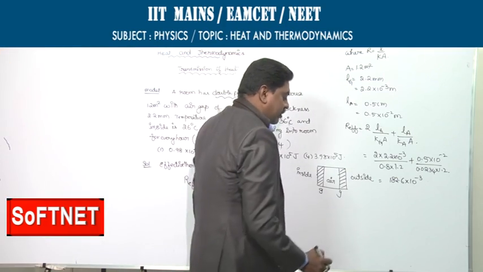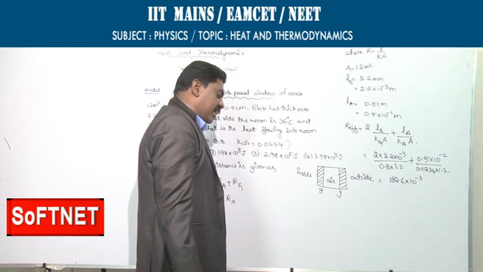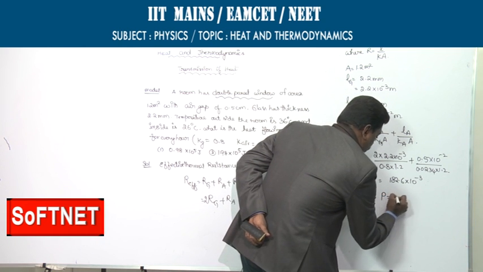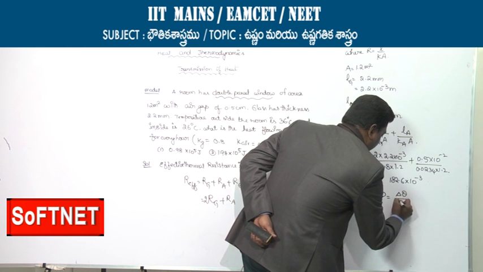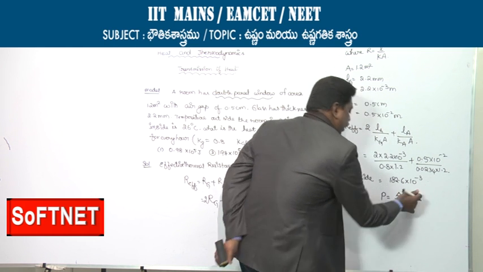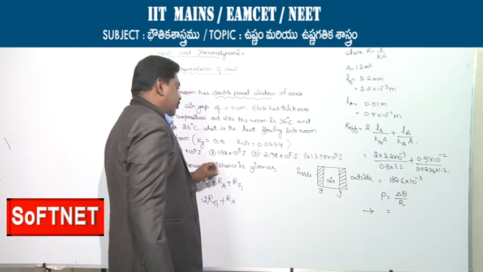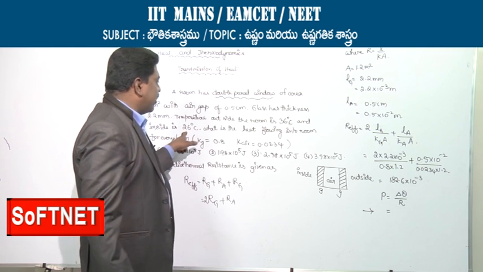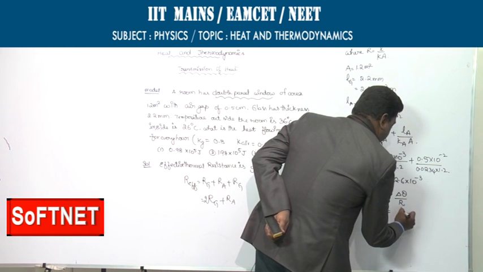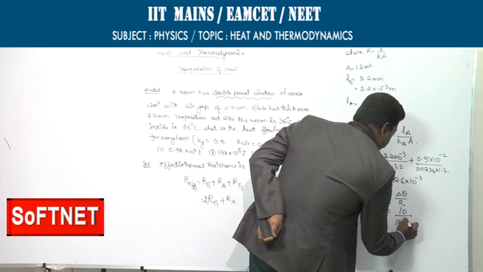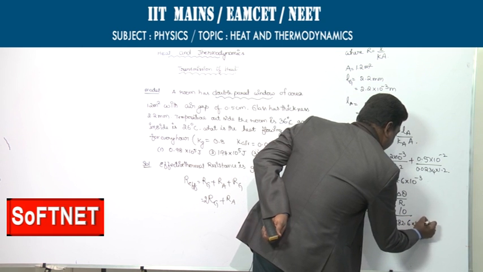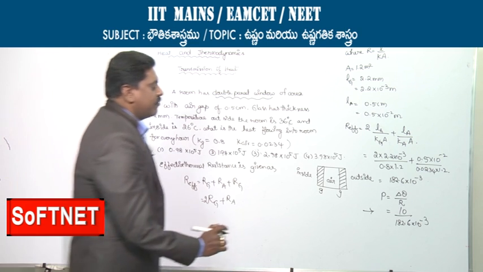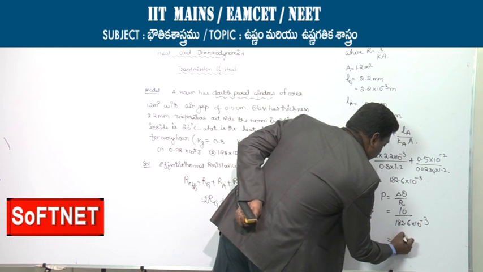What we have is power equals delta theta by R. The delta theta value is given by 36 and 26, the difference is 10. So 10 divided by 182.6 into 10 power minus 3. The Q by T value is 55 joules per second.